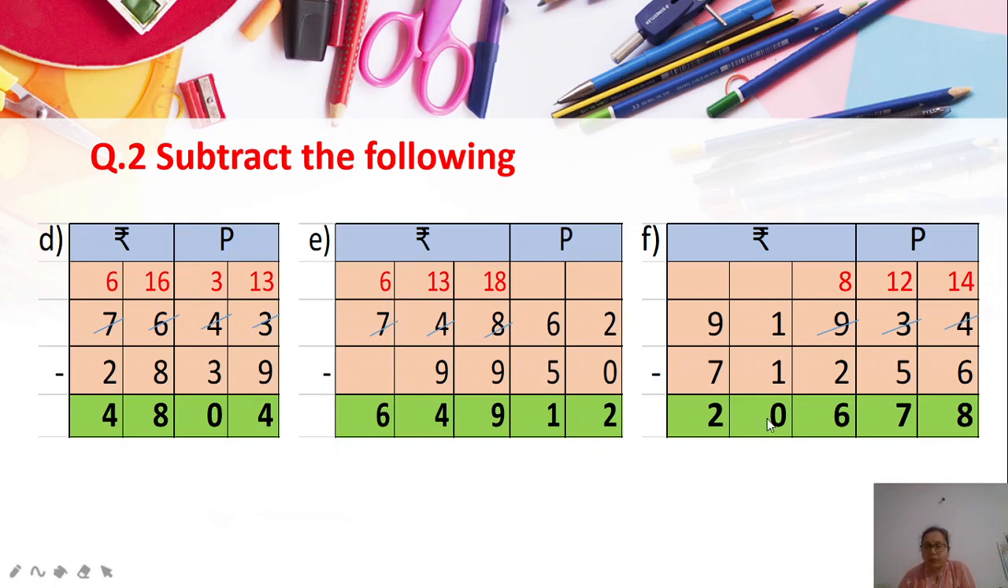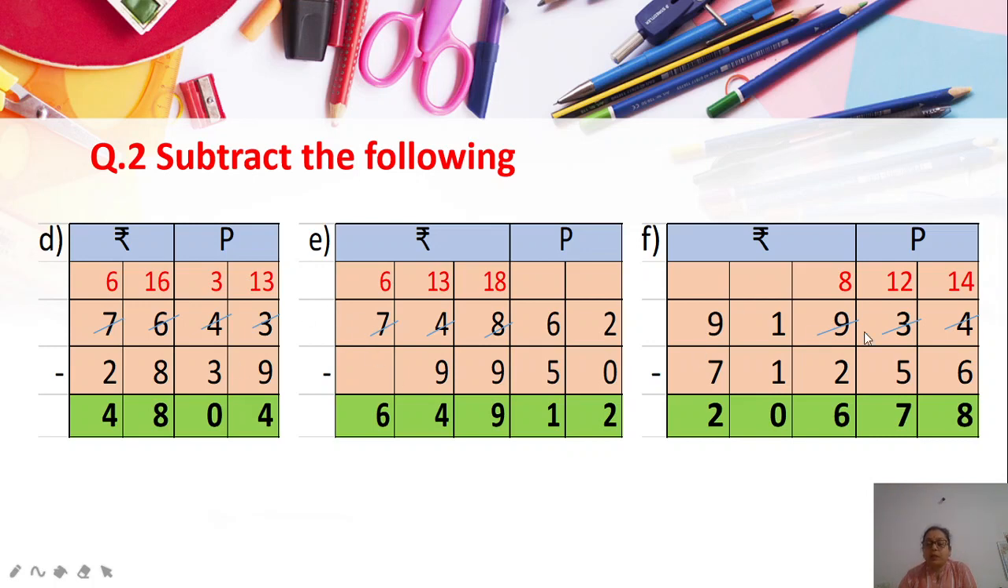Just look at the next sum. We have arranged in rupees and paise columns. So we will start the subtraction. 4 minus 6 was not possible. So we made the 4 as 14 by borrowing. 14 minus 6, I got answer 8. My 3 became 2 and 2 minus 5 was not possible. So I borrowed and my 2 became 12. 12 minus 5, I got answer 7.